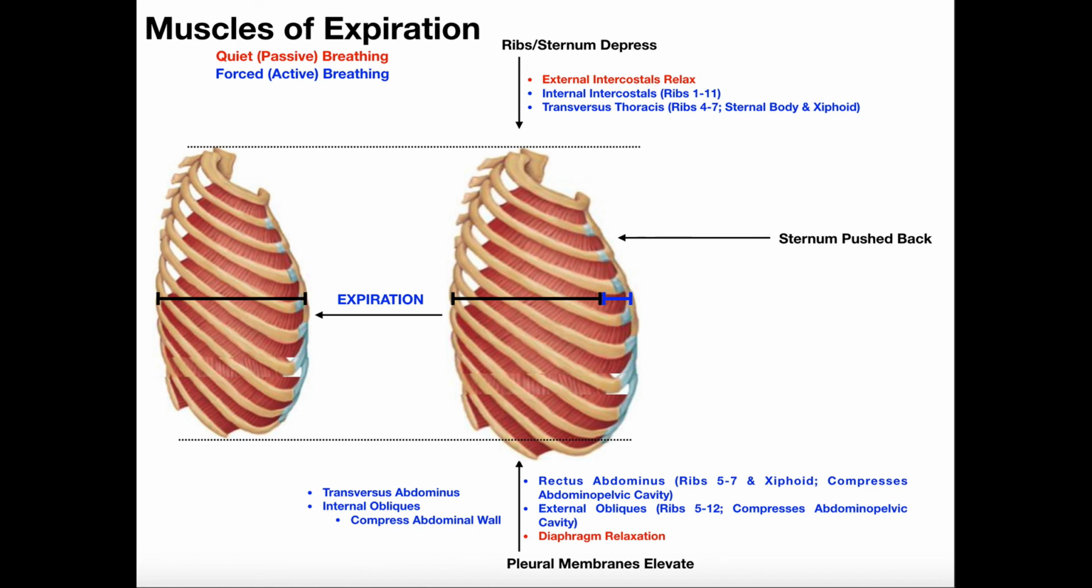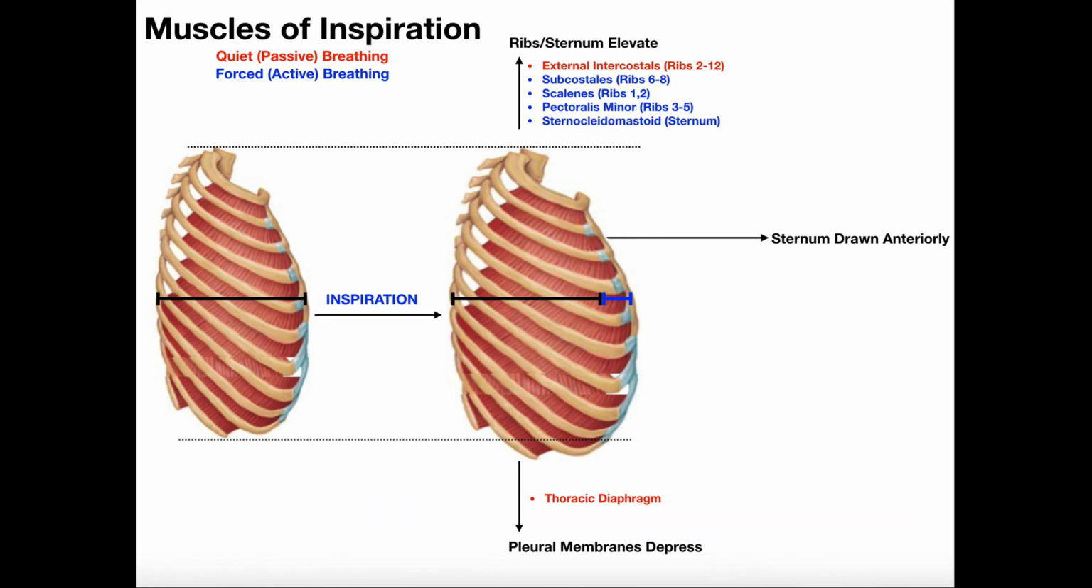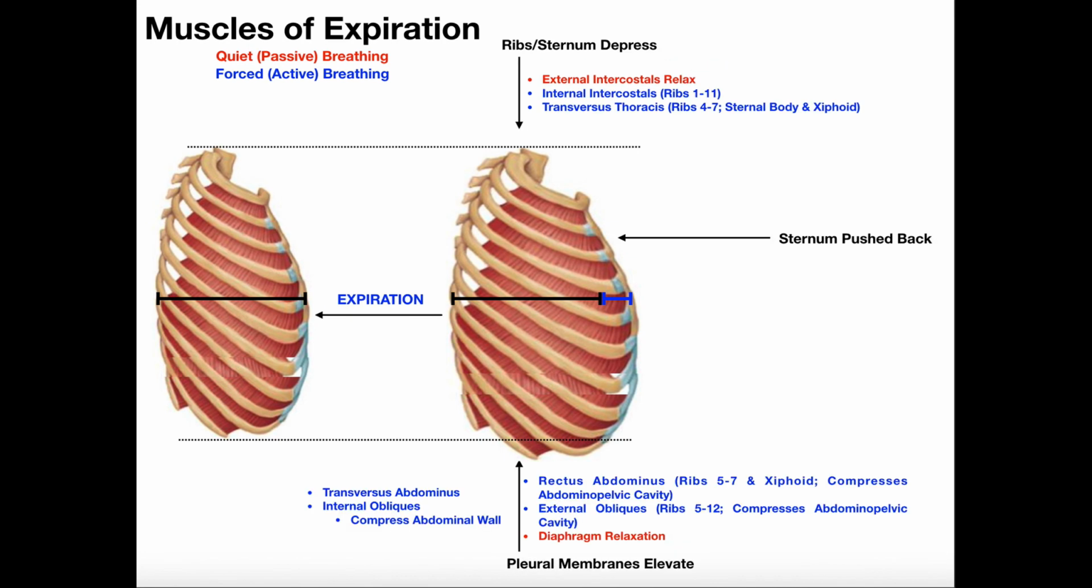When we look at forced inspiration and forced expiration, what we're going to see is that we're still going to have those two muscles, the external intercostals and the diaphragm, but we're going to see a whole bunch of other muscles that are going to contribute as well, because if we're doing forced breathing, then we're going to have to breathe with more force, and the way you get more force is you add more muscles.